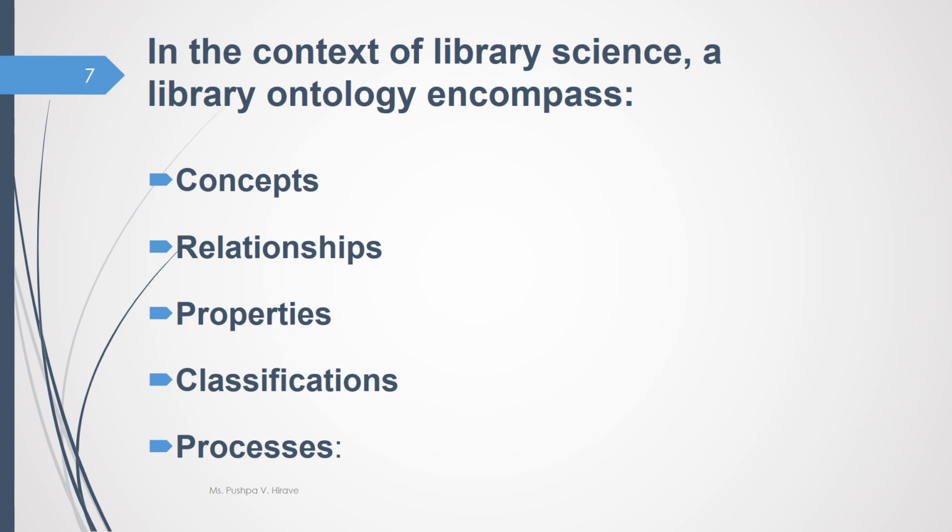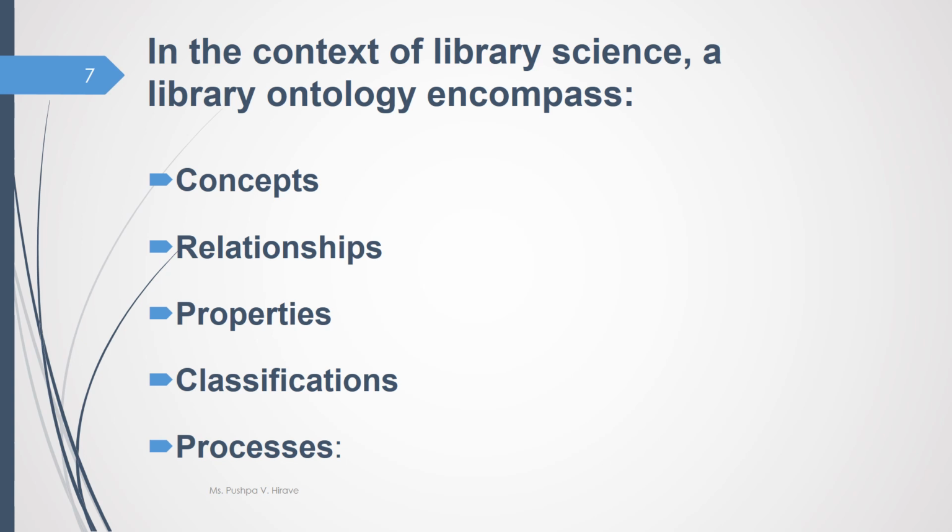The third one is properties. Properties are the attributes or characteristics of entities in the library domain. Example, a book may have properties such as title, author, publication year, ISBN, etc. Fourth one is classification, hierarchical organization of library resources and concepts. For instance, a book might be classified by genre, subject, author, etc. Fifth one is processes, describing workflows and operations within a library context, such as book acquisition, cataloging, circulation, interlibrary loan, etc.